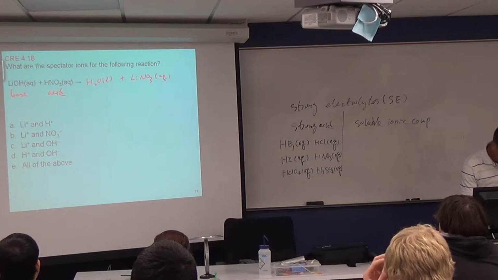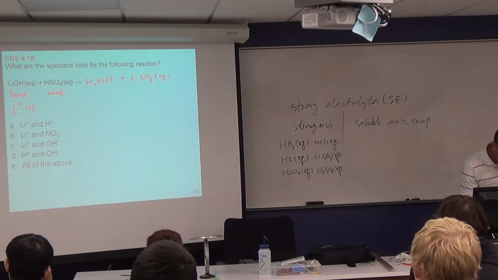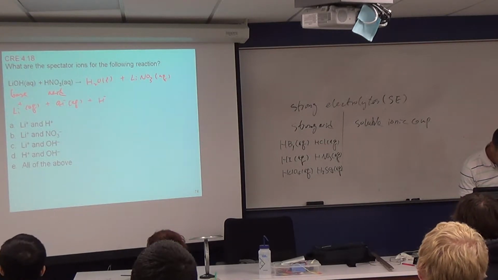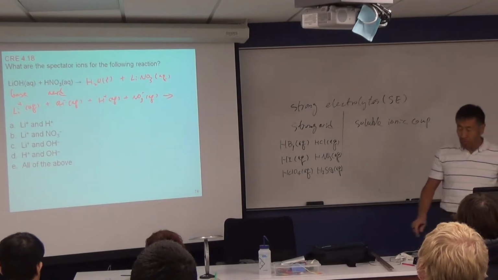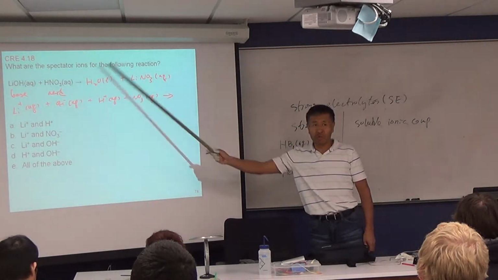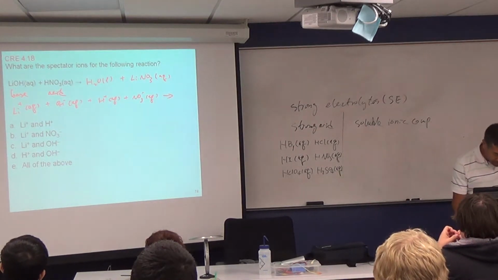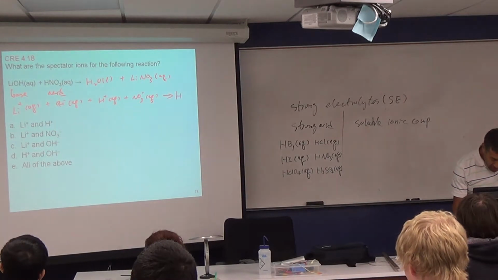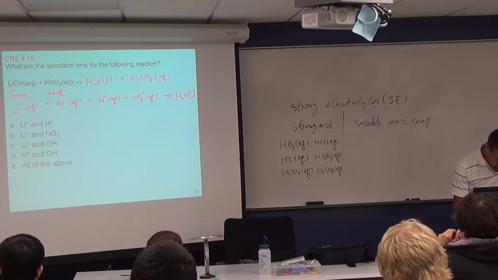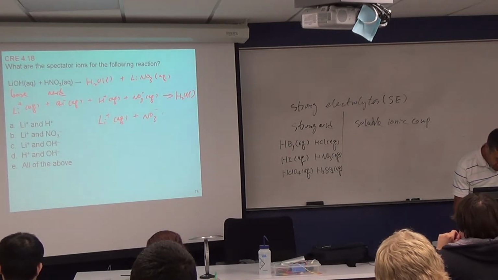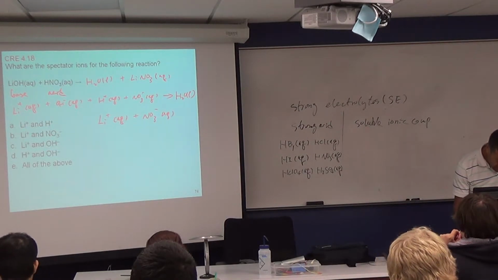Okay? You separate: the first one will become Li+ aqueous, then OH- aqueous, then H+ aqueous, then NO3- aqueous. Okay? But later on, you probably will understand why I separate this HNO3. Right? Why I separate HNO3? So water you don't separate, just keep water. And then you will have Li+ aqueous, NO3- aqueous.